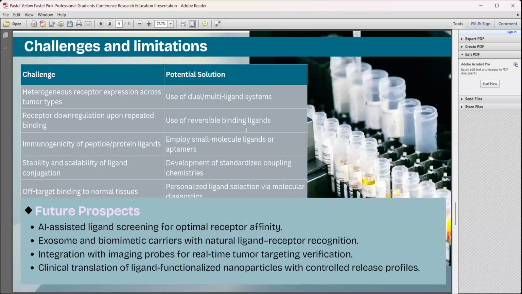Now, what are the challenges? Because ligands are very small molecules, their manufacturing process is very difficult.